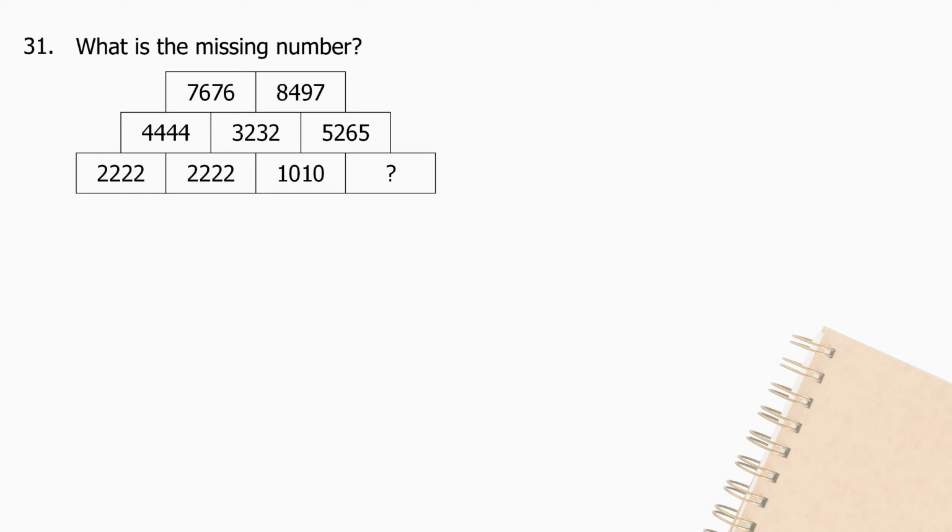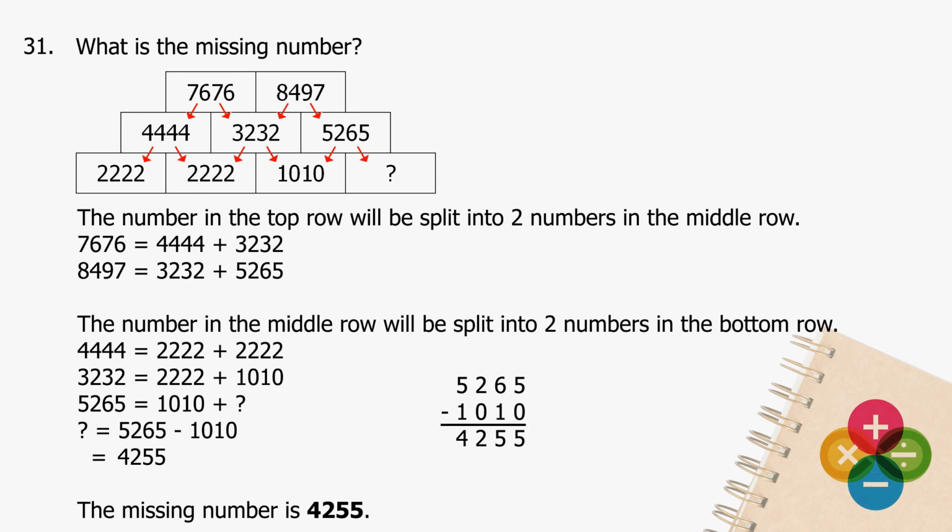Question 31. What is the missing number? The number in the top row will be split into two numbers in the middle row. 7,676 is equal to, add 4,444 to 3,232. 8,497 is equal to, add 3,232 to 5,265.